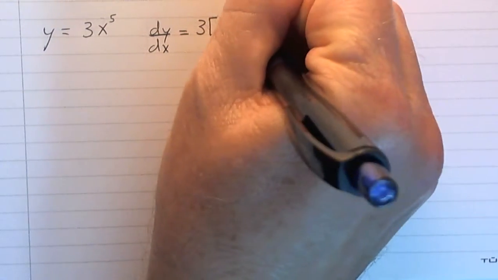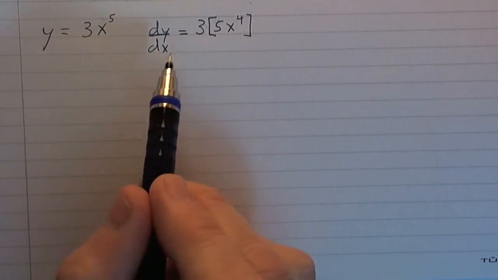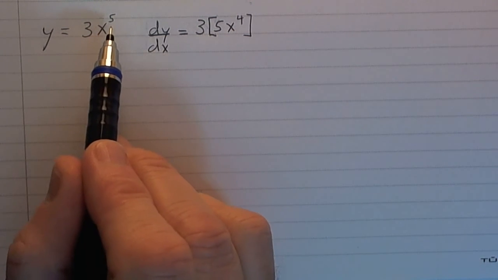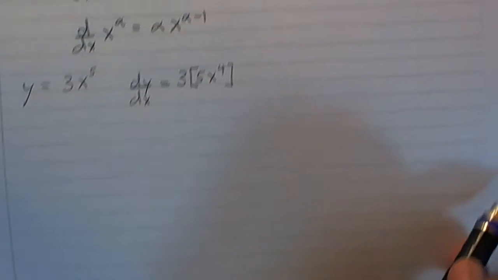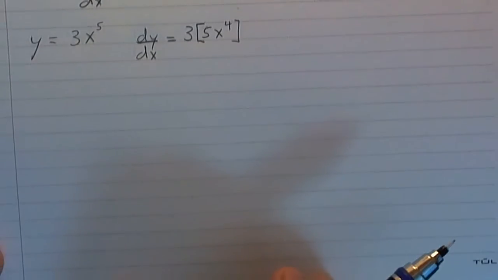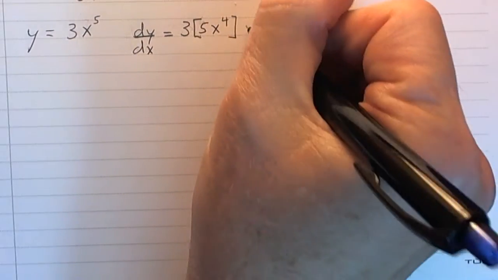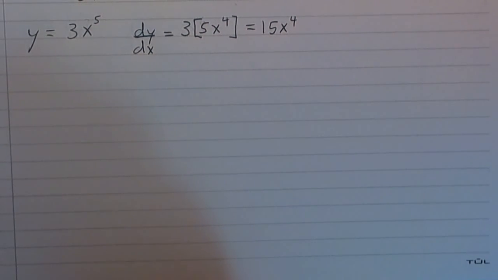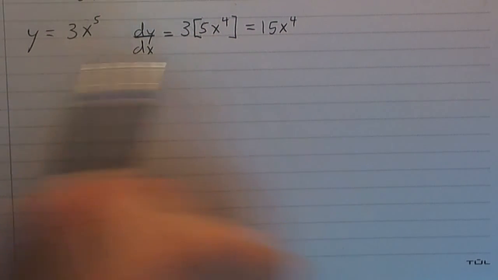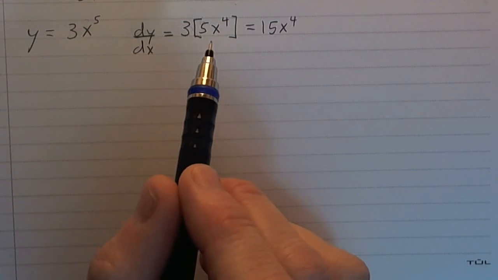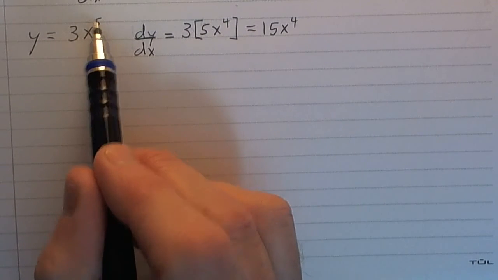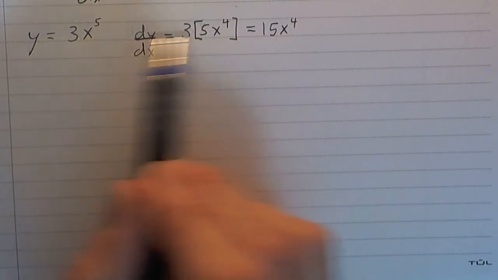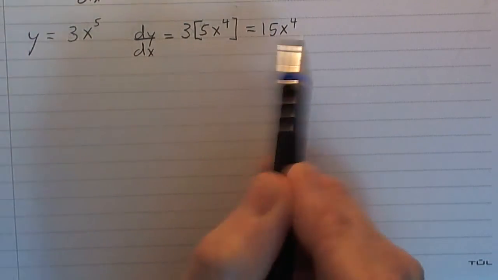So what we have here is we're going to have 3 times 5x to the 4th. See? Notice how I just said, okay, I'm just going to go ahead and differentiate this x to the 5th using the power rule. See? The power rule right here. And then I'll multiply by the constant. So this is going to be 15x to the 4th. Now you don't have to think of it that way. You don't have to think of it as, I'm factoring out the constant and then differentiating. You could just say, well, I'm going to say 5 times 3. Just go ahead and do that. 5 times 3 is 15, x to the 4th.